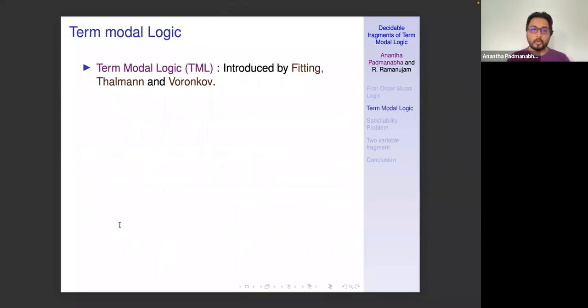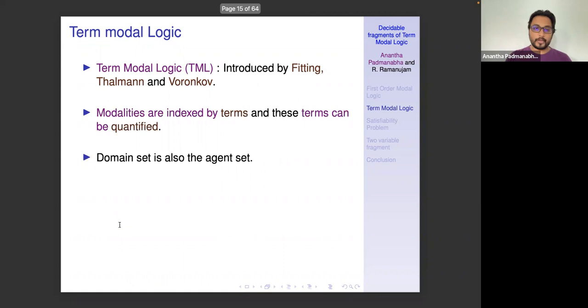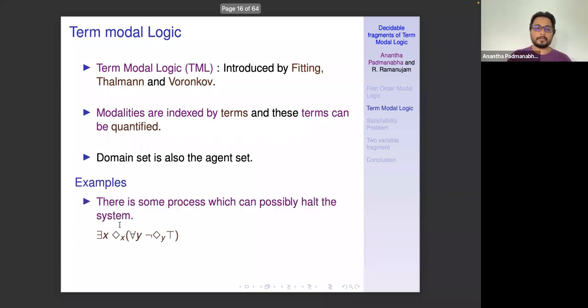And this is the motivation for term modal logic, which was introduced by Fitting, Thalmann, and Voronkov, where the agency is not fixed, right? The modalities are indexed by terms, and these terms can be quantified over. Technically, what this means is that the agent set is now the same as the domain set with respect to first order modal logic. When I define the syntax and semantics, it will be clear.